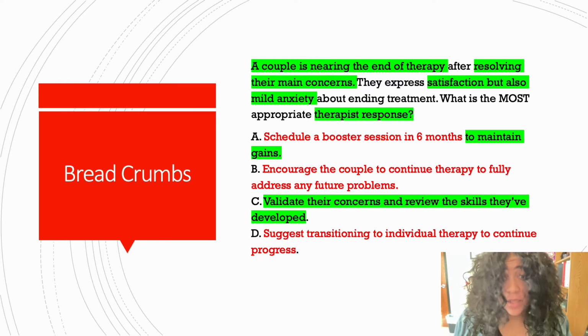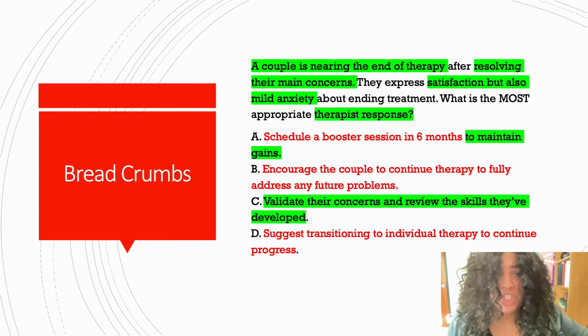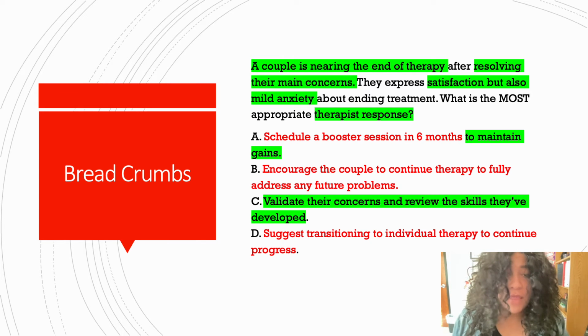C says, validate their concerns. You see their concerns. You understand their concerns. I get your concerns. And review the skills that they have learned. So now we're just going to review skills. And also at the same time, we can talk about that anxiety, right? We're not postponing termination indefinitely, because they've met their goals. It's time for them to go, right?